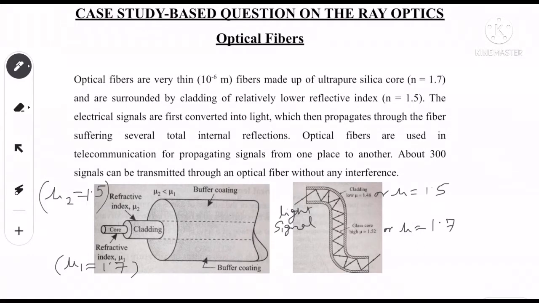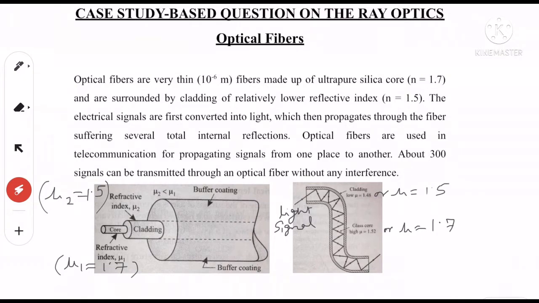Optical fibers are used in telecommunication for propagation of signals from one place to another. About 300 signals can be transmitted through an optical fiber without any interference.